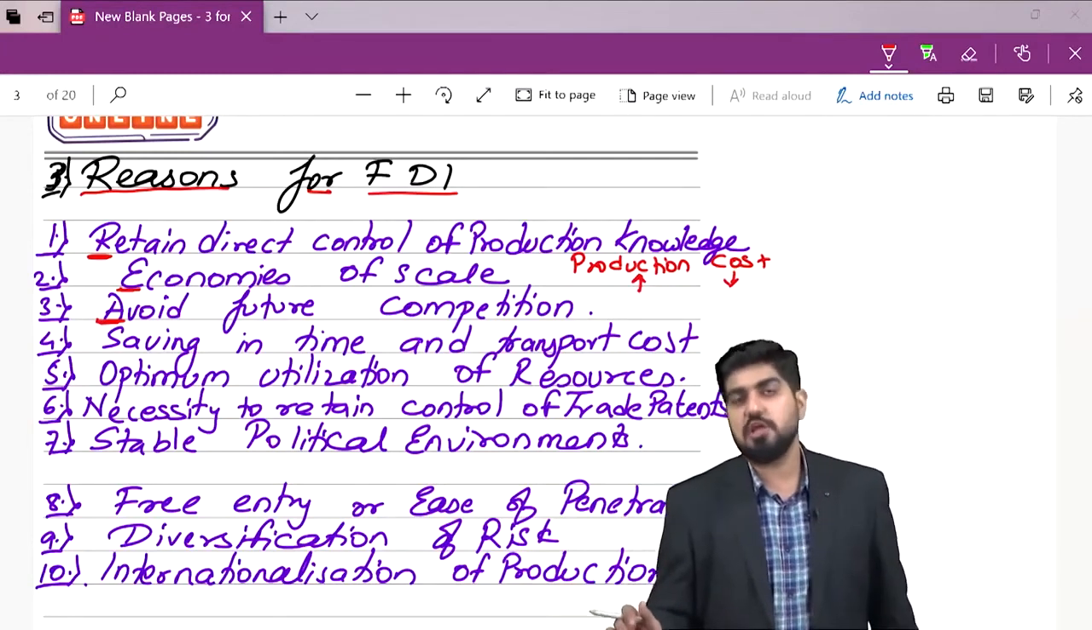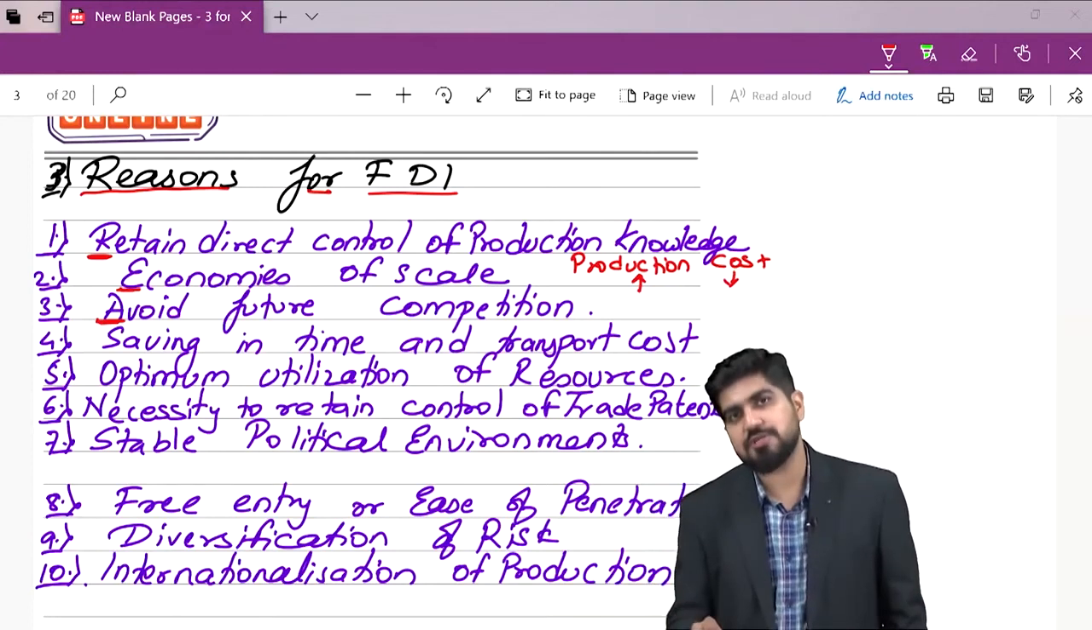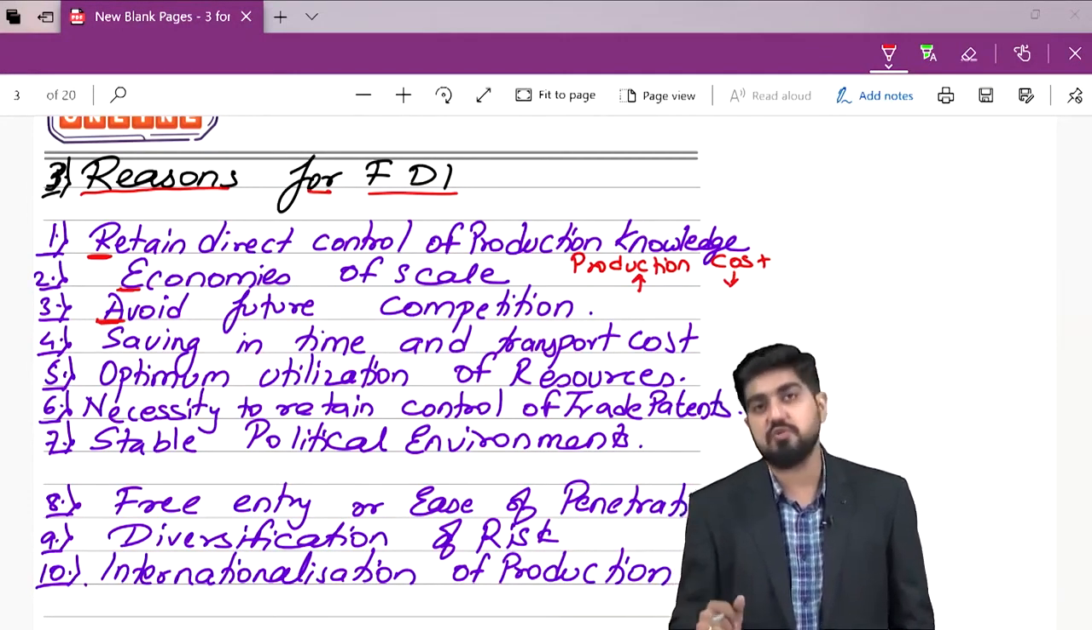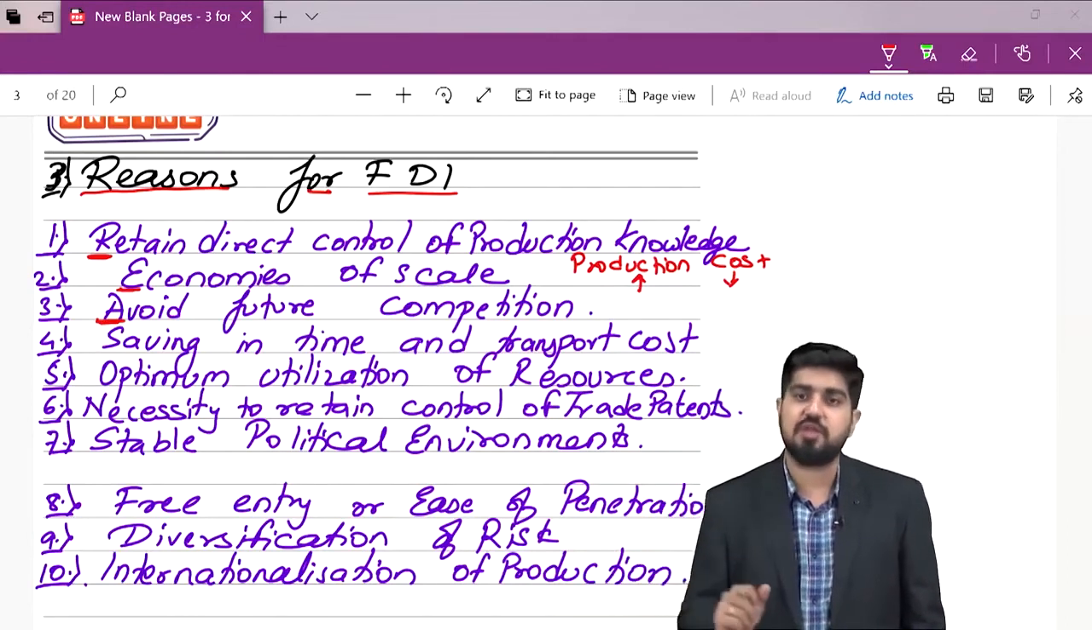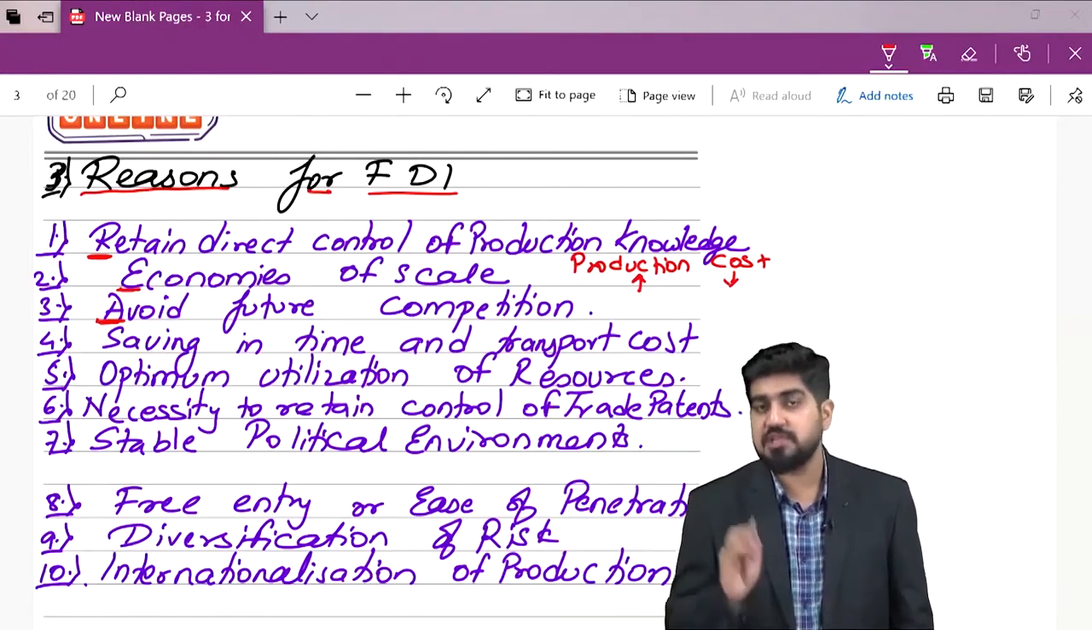Now friends, next one, if you are located in one country, but if you want to supply to multiple countries of the world, you will have to incur a very heavy transport cost, and apart from that it will be very time consuming. So what you need to do, go in the country where you are interested in doing business, establish your production, start selling there.